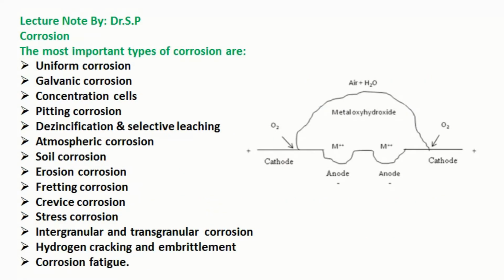The most important types of corrosion are uniform corrosion, galvanic corrosion, concentration cells, pitting corrosion, dezincification and selective leaching, atmospheric corrosion, soil corrosion, erosion corrosion, fretting corrosion, crevice corrosion, stress corrosion, intergranular and transgranular corrosion, hydrogen cracking and embrittlement, and corrosion fatigue. These are some common types of corrosion.